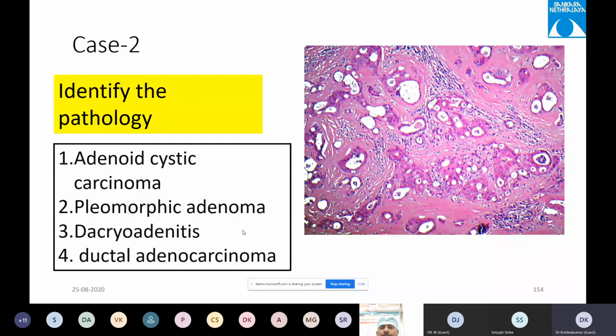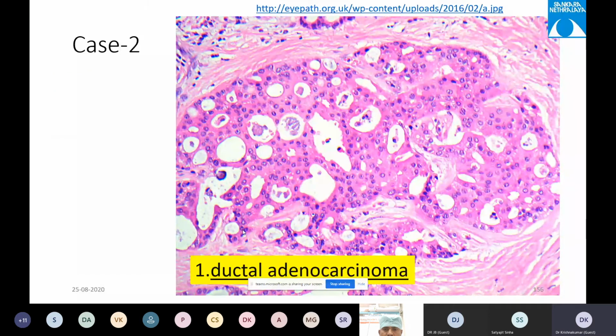This is ductal adenocarcinoma of the lacrimal gland. You must know this because it has a slightly better prognosis than adenoid cystic carcinoma. So it is very important for us to subtype the malignant tumors of the lacrimal gland.